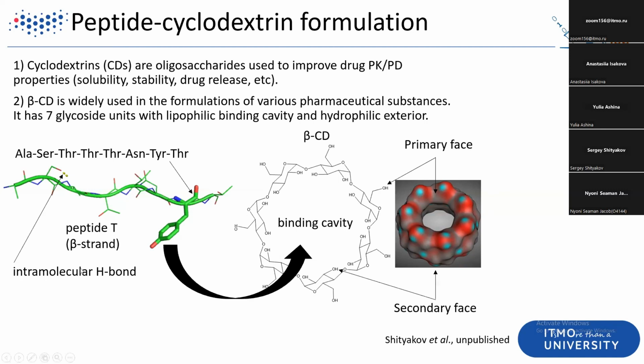The T-peptide, which is found here, has some lipophilic residues like tyrosine, and most likely this residue is the one that interacts with the mildly lipophilic cavity of the cyclodextrin. The complex is also stabilized by the intramolecular hydrogen bonds within the T-peptide structure.